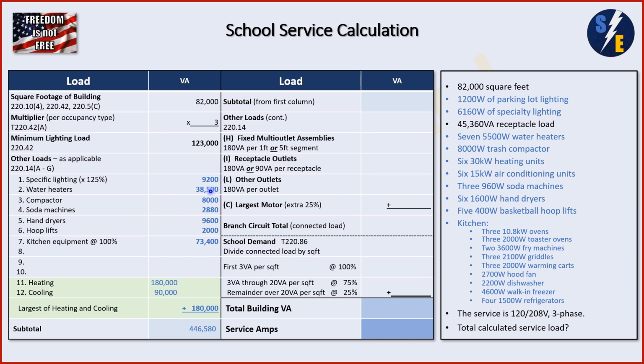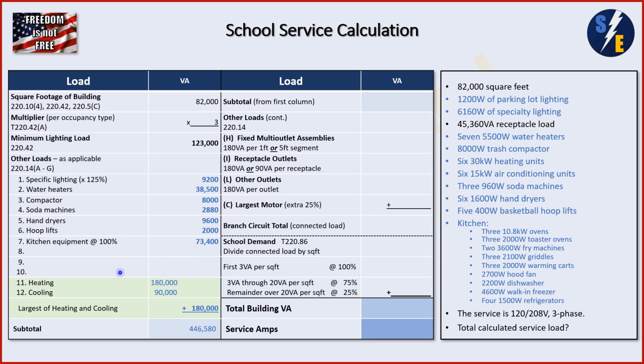Then we add our water heaters. We have 7 of them at 5,500 watts. Right here, 38,500. Then we have our compactor, soda machines, hand dryers, hoop lifts. And then we have all the kitchen equipment here. I grouped it all together at 73,400.